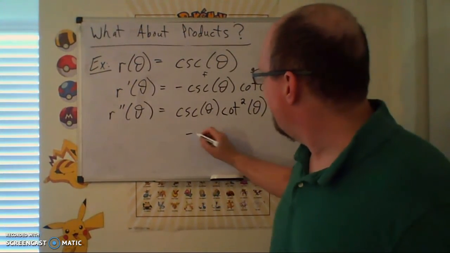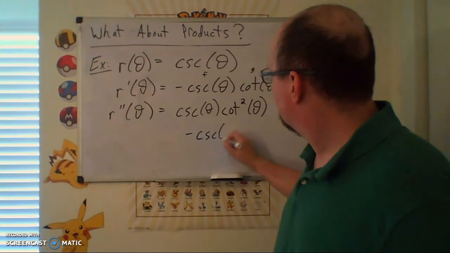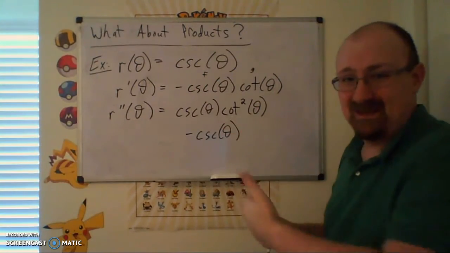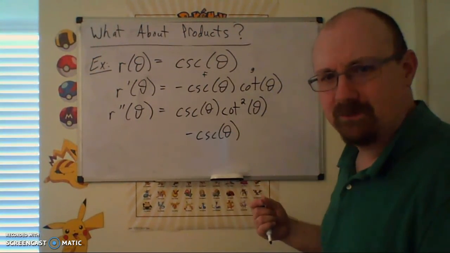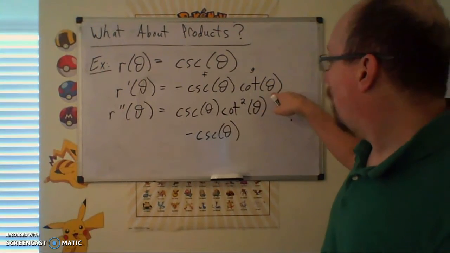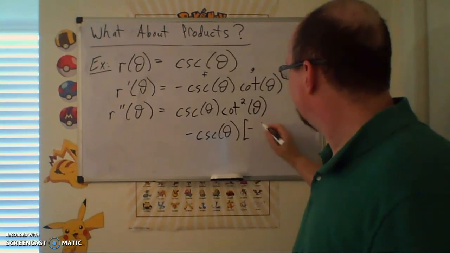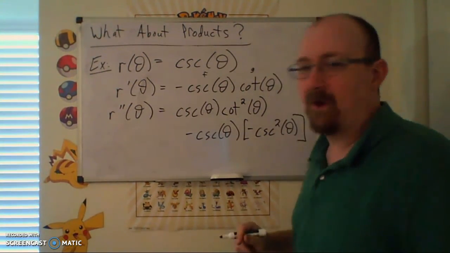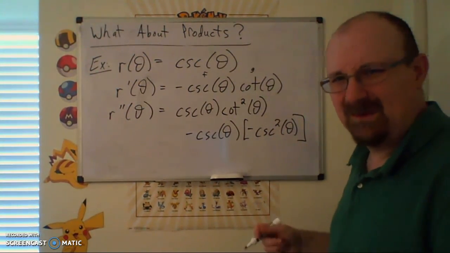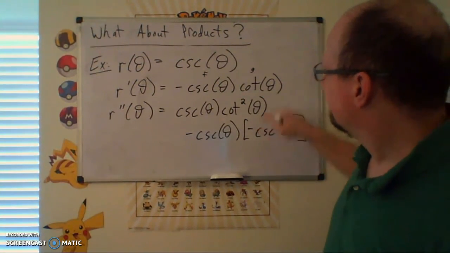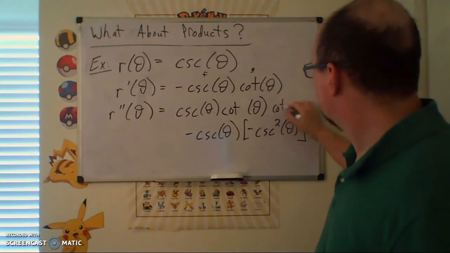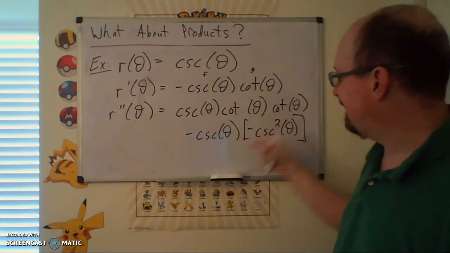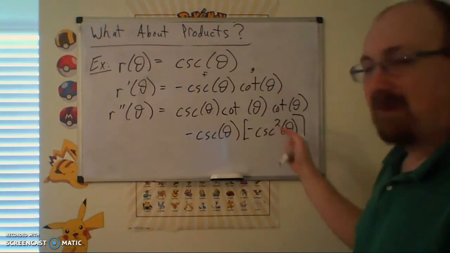Anyway, now we do plus negative cosecant of theta, or just minus cosecant of theta. I'm working on that f g prime term in the back. The derivative of cotangent of theta is negative cosecant squared of theta. And again, we can clean this up a little bit. If you wrote it out directly, it would look like that. This is my f prime, this is my g, this is my f, this is my g prime.